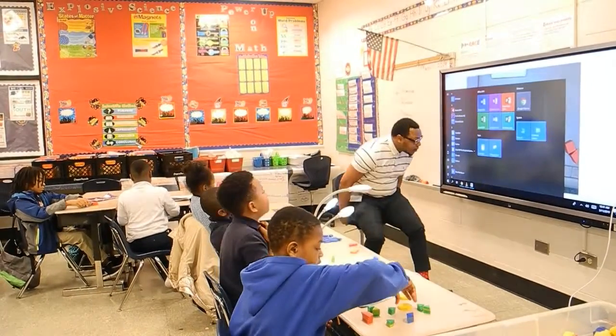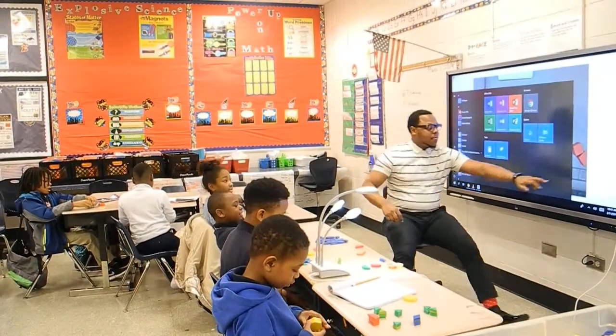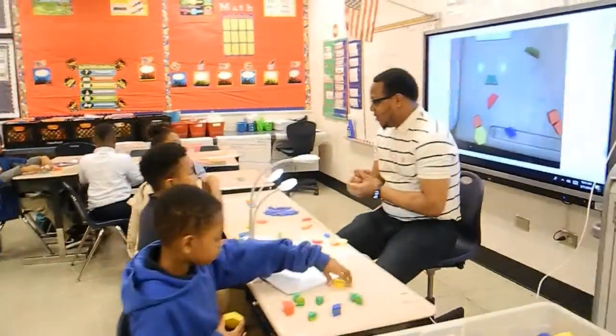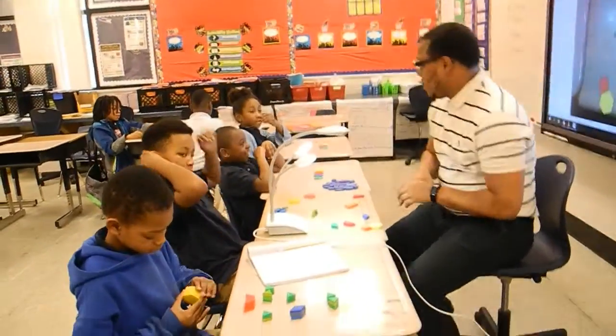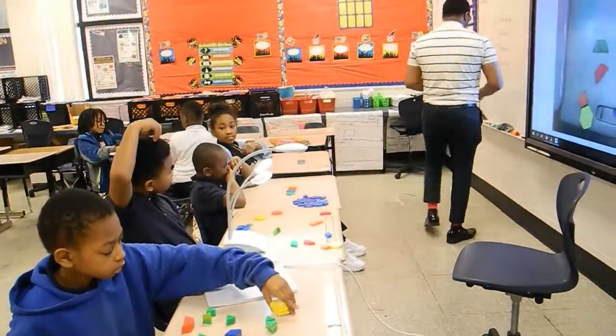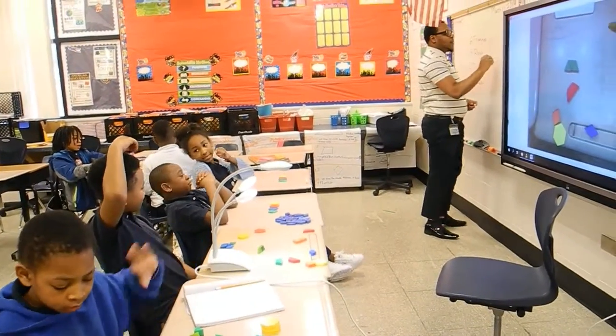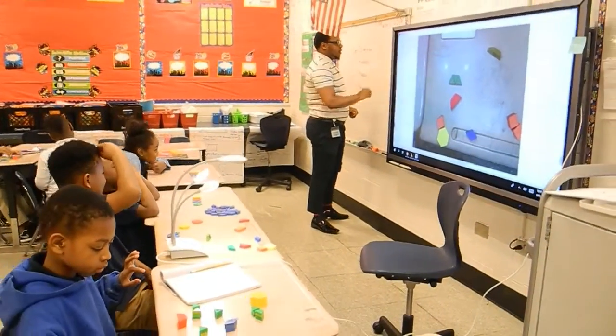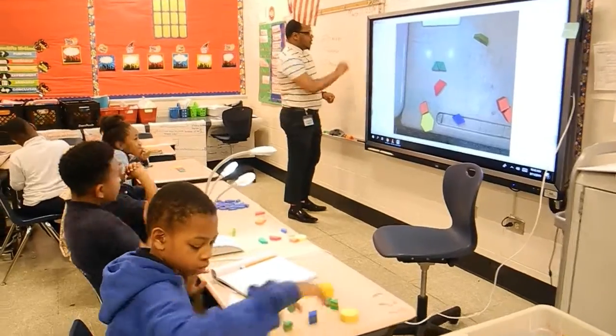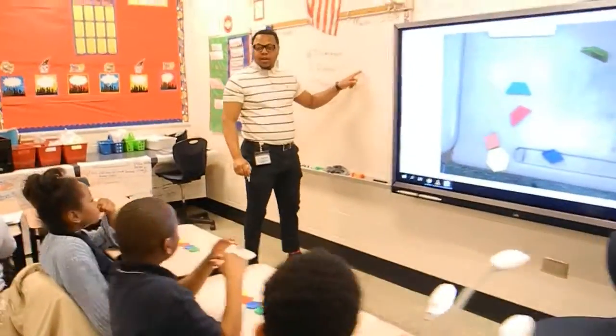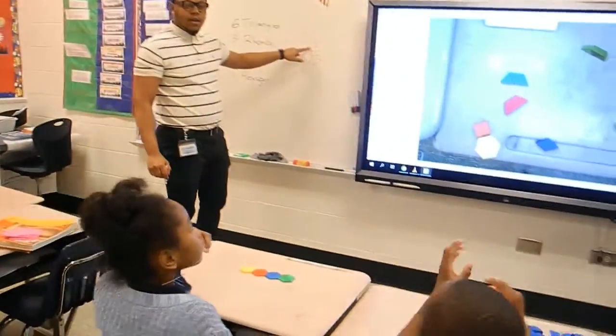Explain to me, Jabbar, how many parts does the shape have? When we talk about it, it has three parts, right? So remember, we said that each part represents what? Unit fraction represents what? The one that's shaded in.